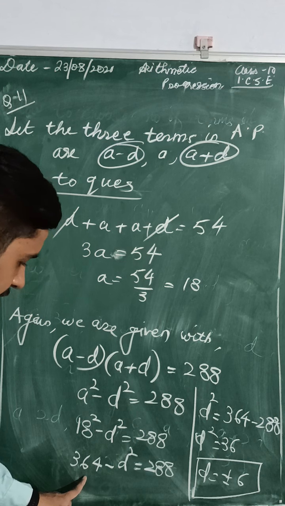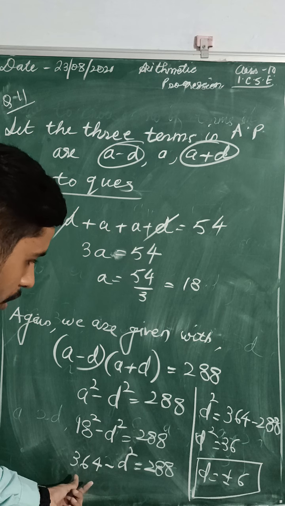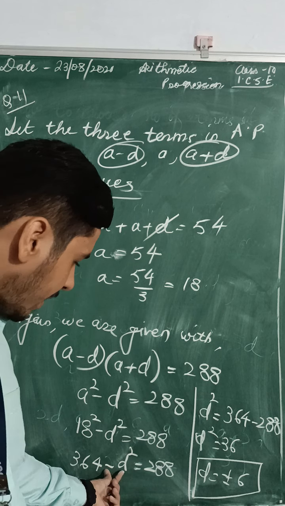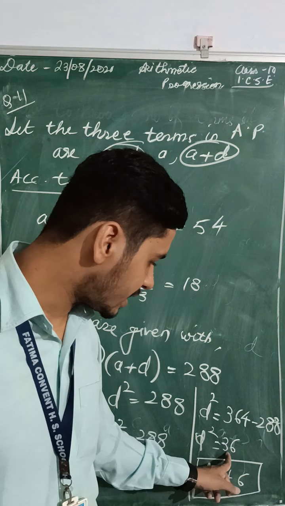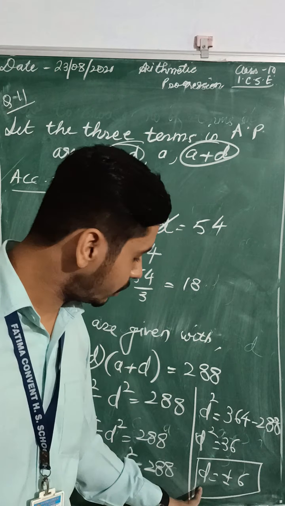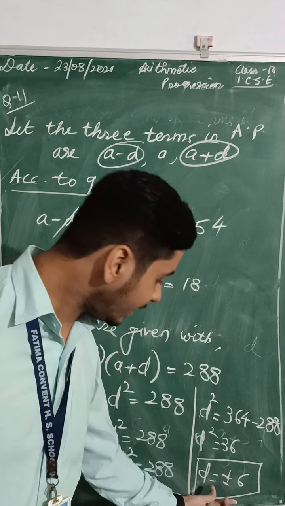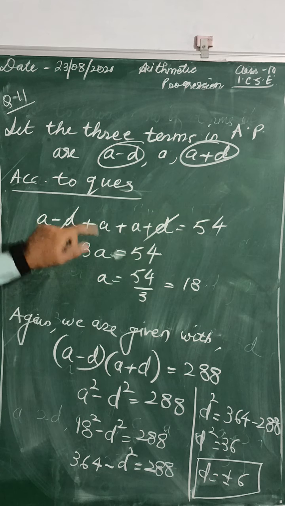18 square is 324, minus d square is equal to 288. Okay, just transpose this minus d square to that side and 288 here. So we'll get 36 as the answer, which means d will be equal to plus minus 6. We got d, we got a. Can you find the numbers on putting the values here?